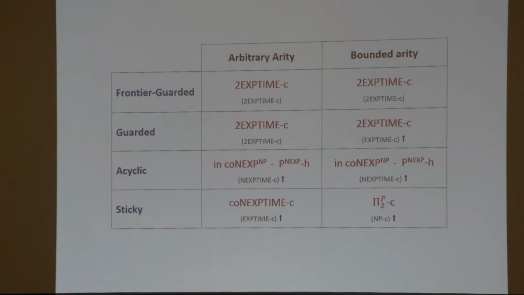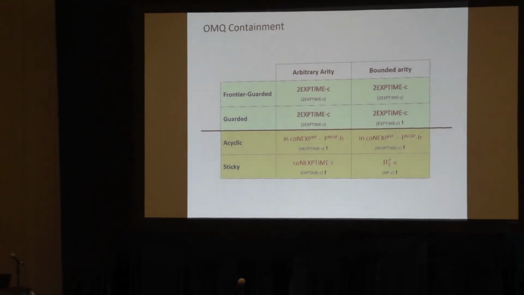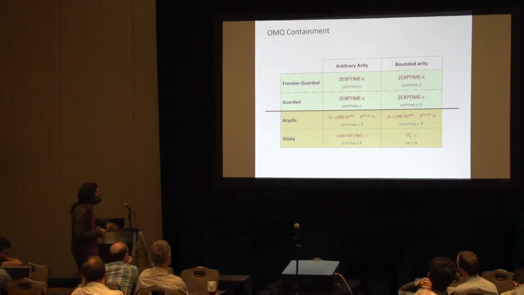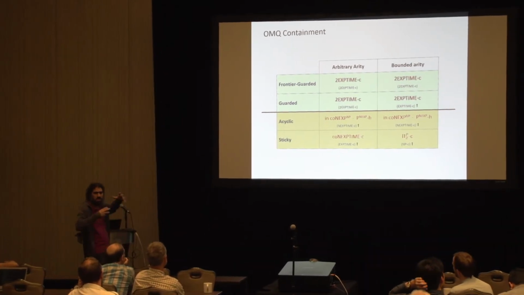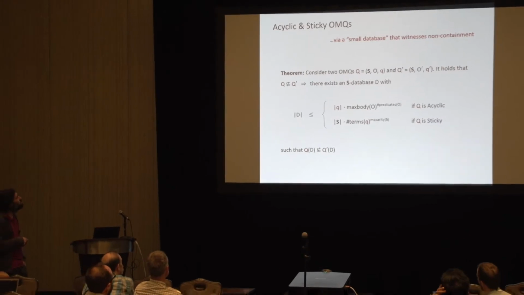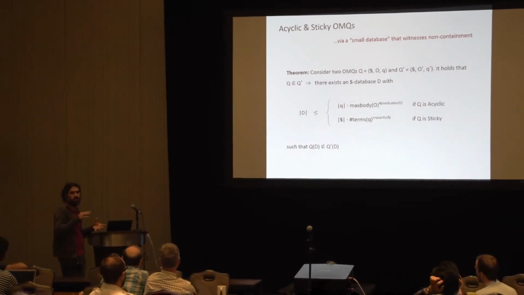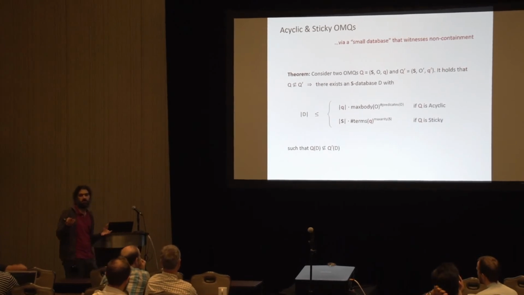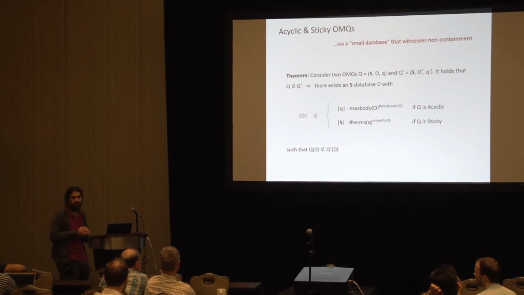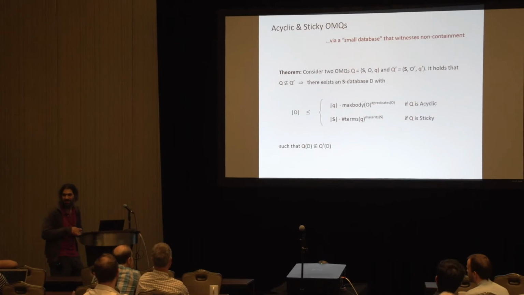Now, in terms of techniques, we can partition these languages into two groups, right? And I would like to sketch a bit now how we get these results. Let me start with the second group, because I think it's easier to explain and digest. So the idea here is to characterize non-containment via small witnesses. If containment doesn't hold, this can be witnessed via a small database. Not that small, but of bounded size.